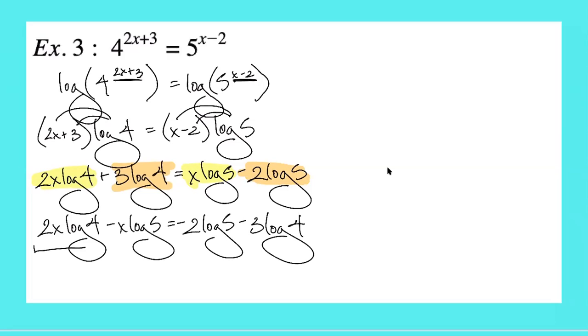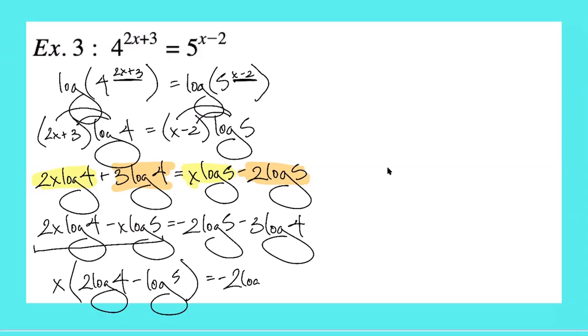Now, if I look at this left-hand side, what is the greatest common factor on that side? X. Yeah. So the reason why I moved all the ones in yellow to one side is so that I can factor out an x. So I get x parentheses 2 log 4 minus log 5 equals negative 2 log 5 minus 3 log 4.